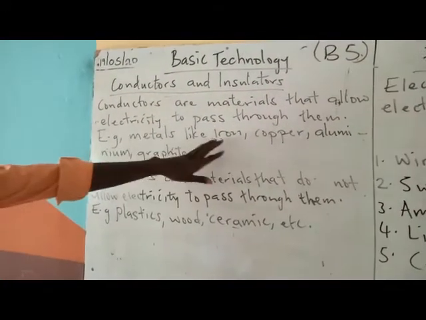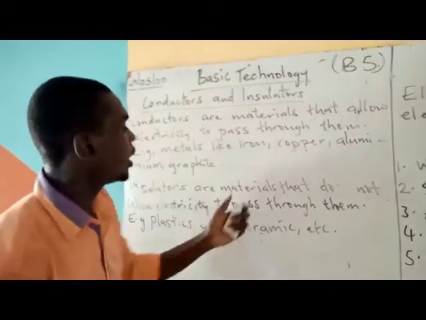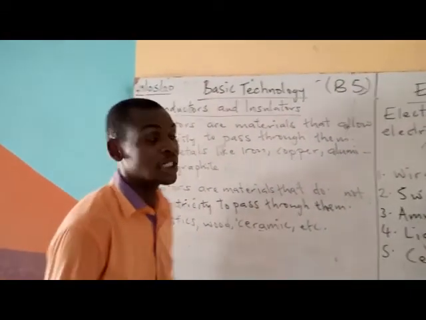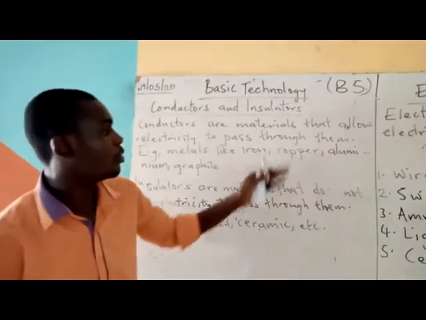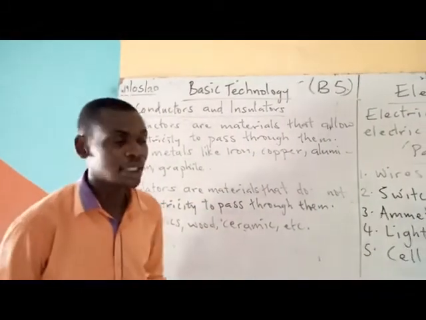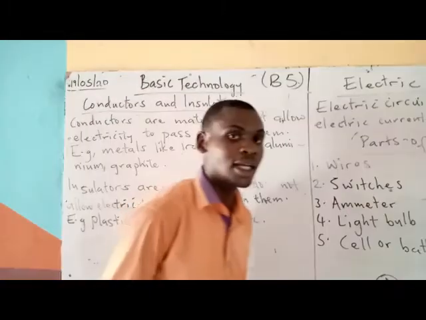So you know these two materials are also important because we require insulators, for example, to cover conductors so that they will not shock people, and we require conductors for different processes in electricity. So that's all for our class today.